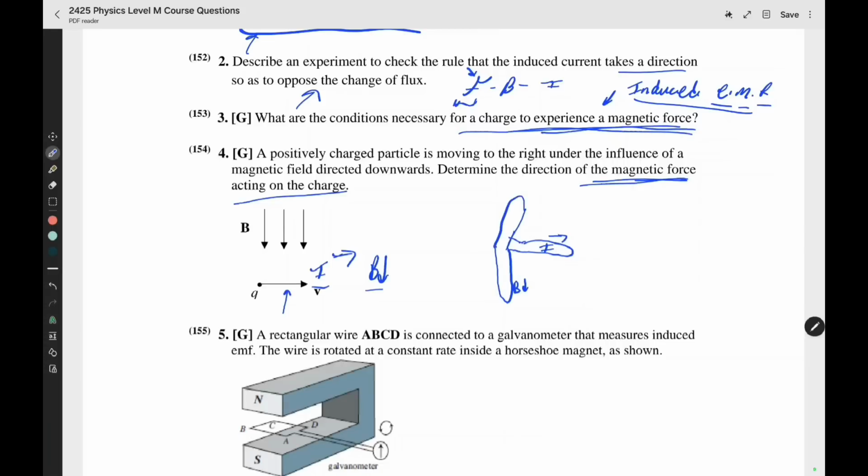I think it's like this. Okay, so this is I here. This is B going down. So F would be pointing inwards. I hope you know what I mean.